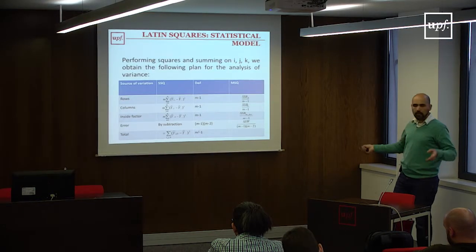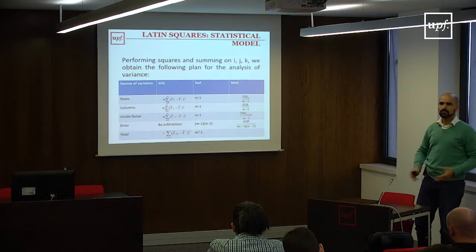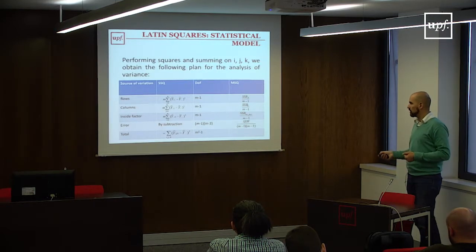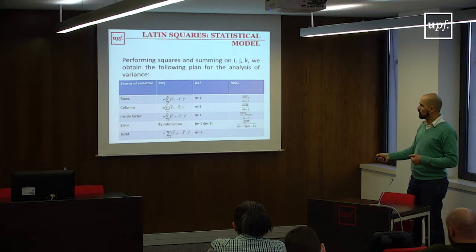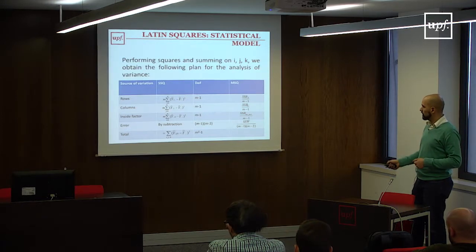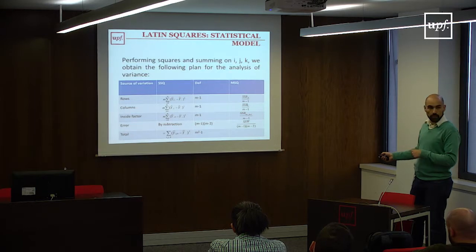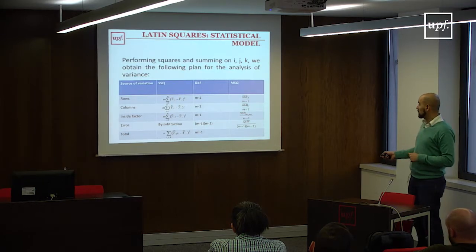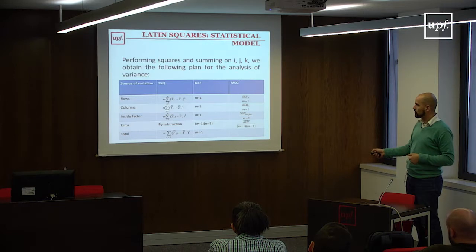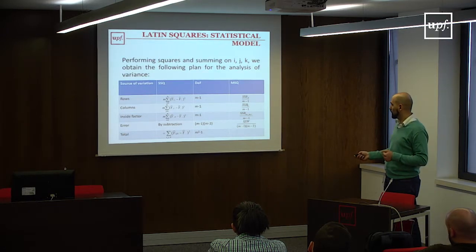We can write our Anova table. So we go back always to the same. We have our Anova table, we have the row, columns, inside factor, error, and the total of the sum of square. We have the degree of freedom, we can compute the mean sum of square, simply dividing the sum of square by the degrees of freedom. This is something we have already seen, no?